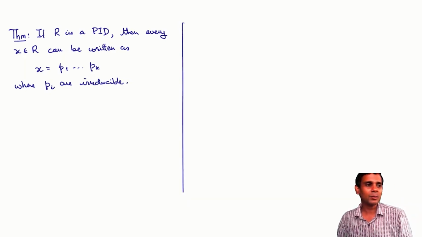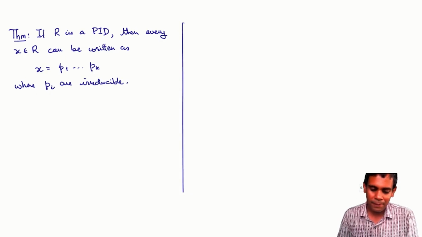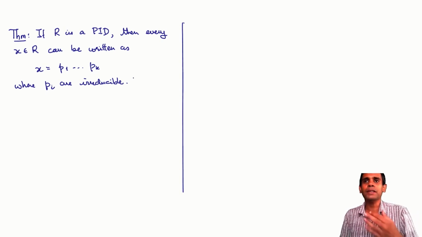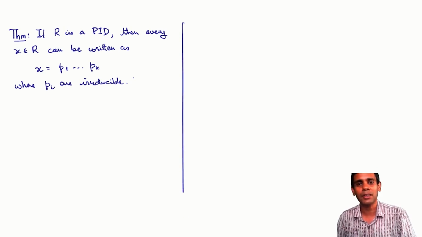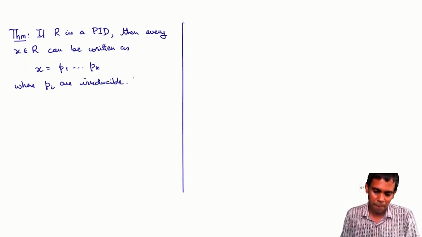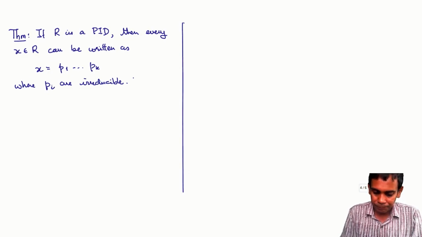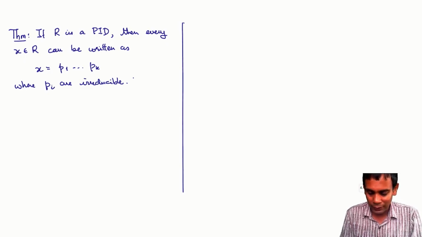The uniqueness needs to be formulated a little more carefully. There are units, and there could be a lot of units in a general PID. For example, in the ring of polynomials over a field, every non-zero element of the field is a unit. In the integers, only plus and minus 1 are units, and so usually when we state the fundamental theorem of arithmetic, we restrict ourselves to positive integers and we actually get uniqueness. So let me state uniqueness a little more carefully.